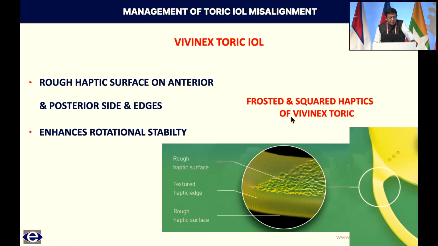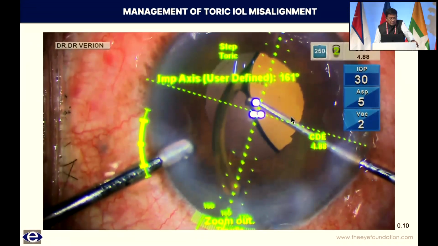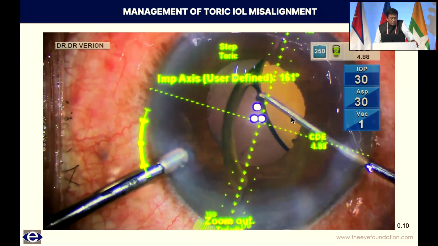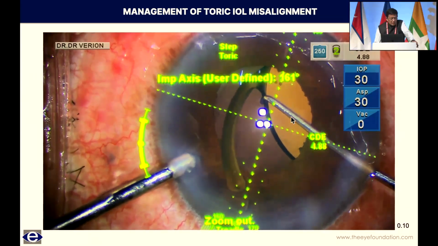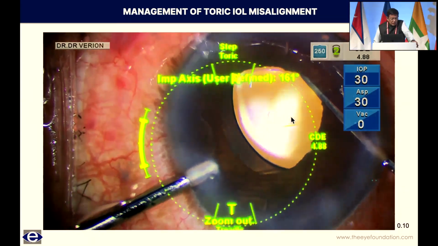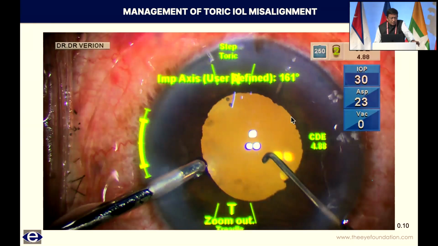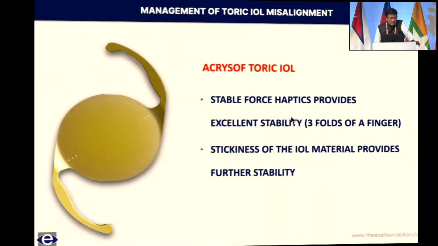It's not just the Technis toric, but there are other platforms, even some Indian lenses like the iCrill, the Fine Vision lenses, and the Vivinex toric. Actually, the Vivinex was one of the first lenses on the Hoya platform to come up with rough haptics. You can again see these rough haptics. So as far as the stability of toricity is concerned, apart from other features, one aspect you could take into consideration is that if the haptics are roughened up, there is greater stability.